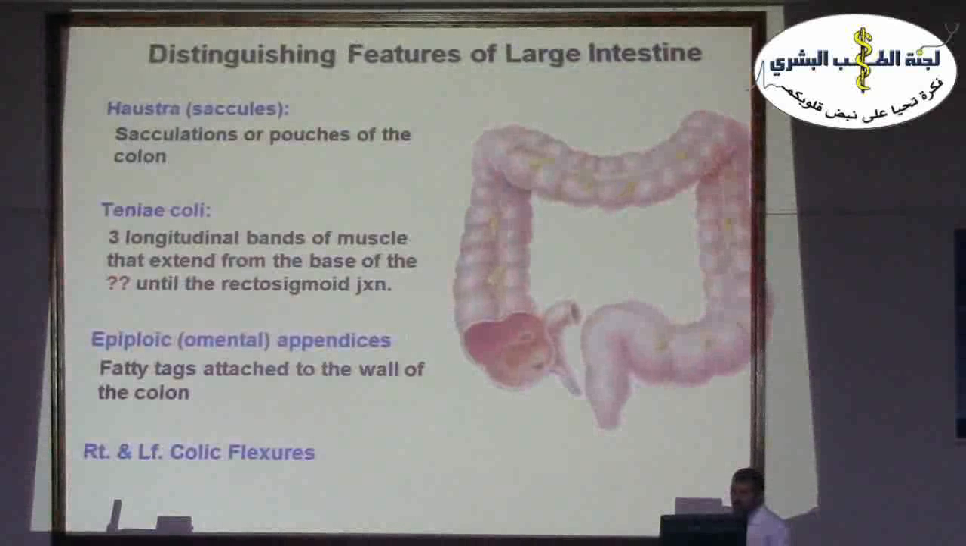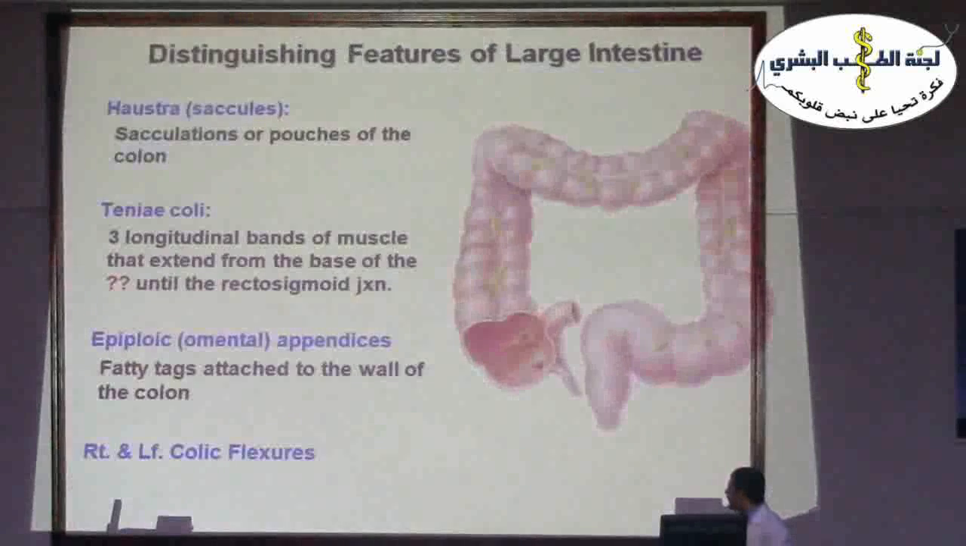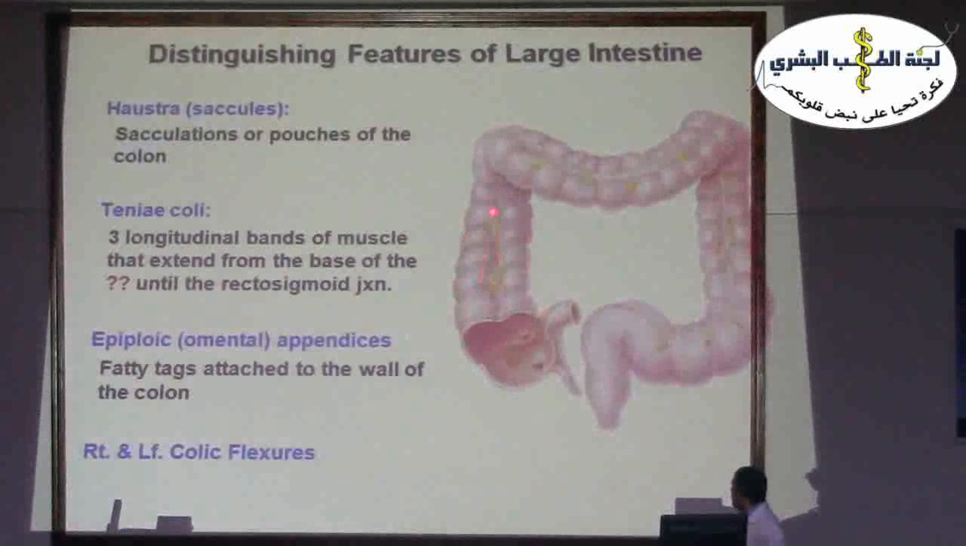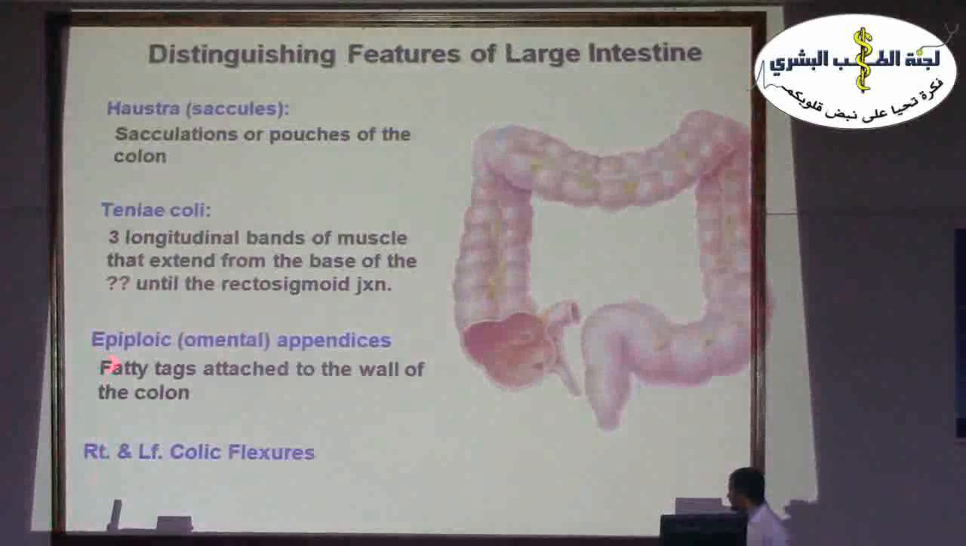So when we speak about the large intestine, how to distinguish it? You will find haustra or sacules. These are formed because you will find smooth muscle bands. We call them tinea coli. What else? You will see so many deposits of fat, okay, in the form of small appendages. So we call them omental, or epiploic appendices, okay.